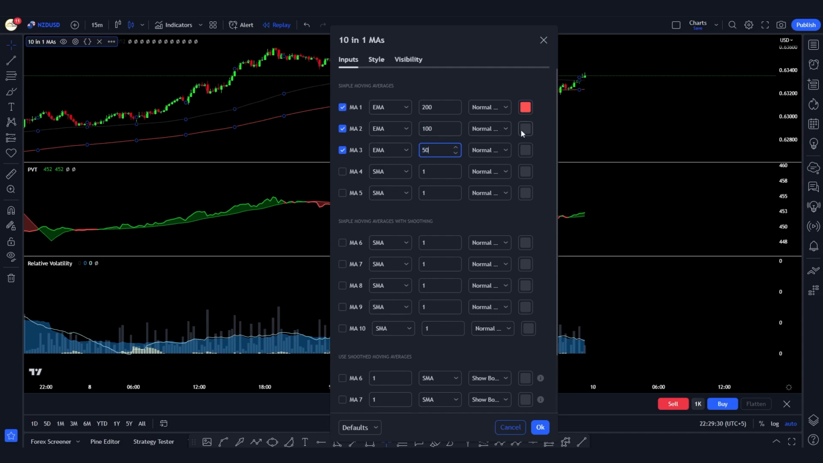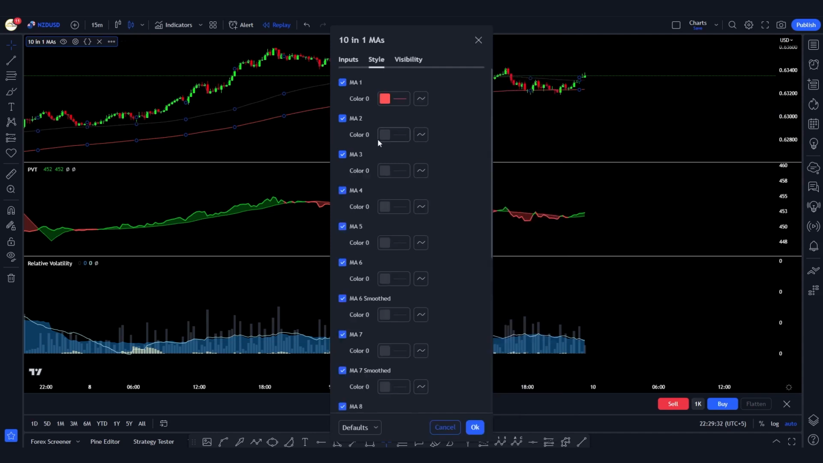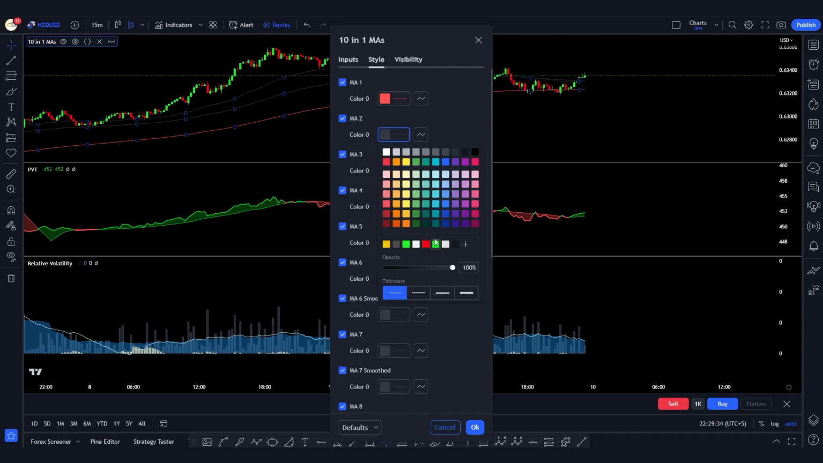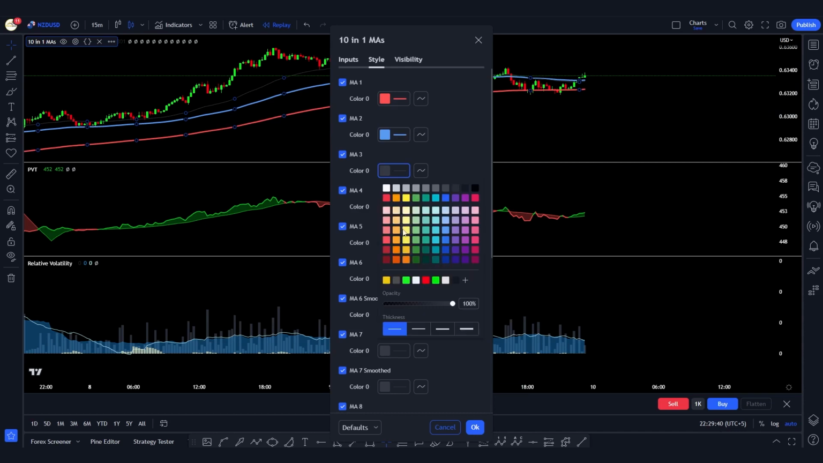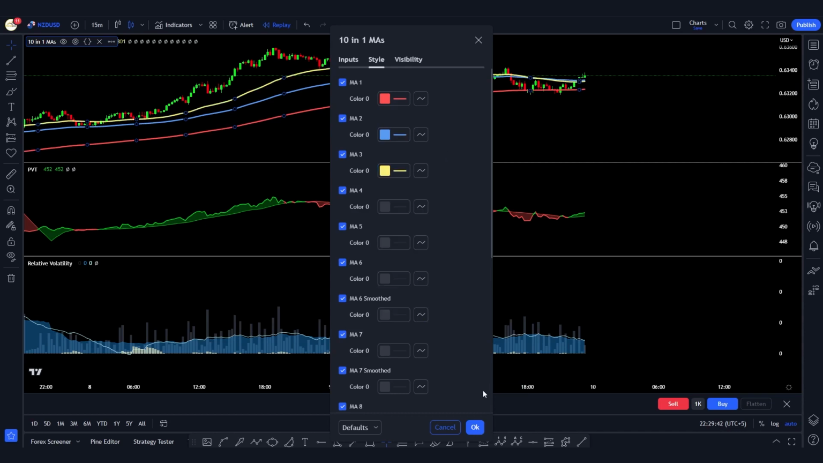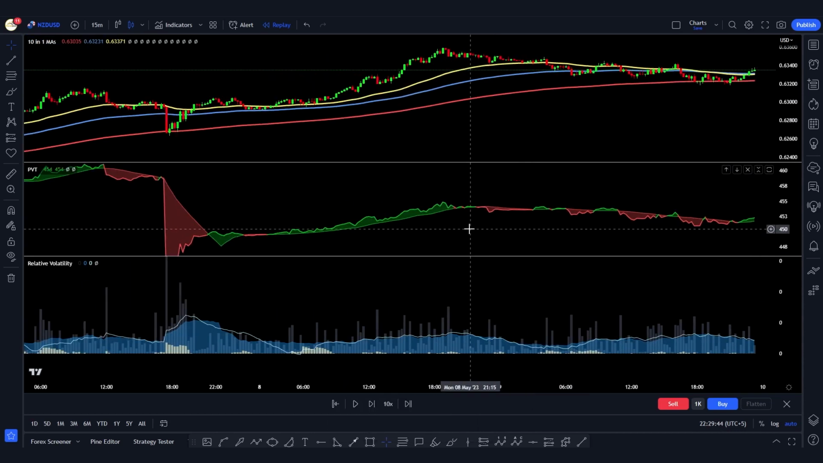Once this is done, let's go ahead and also change the colors of these moving average lines so that we can see them a little bit better on the chart, and also let's increase their thickness so that they're more visible on the chart. Once this is done, let's hit OK. Now our trading setup has been done.